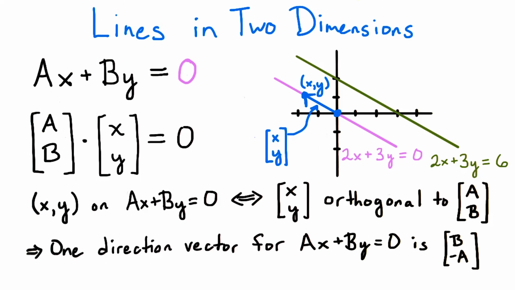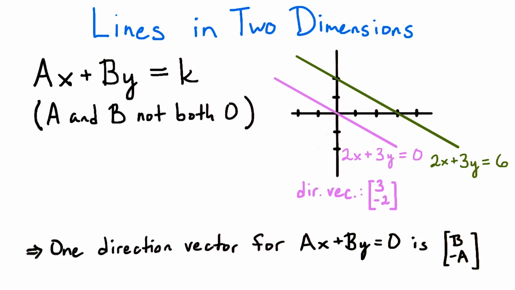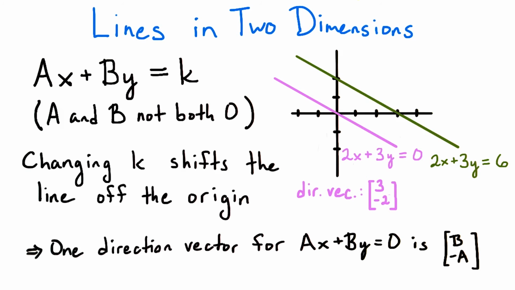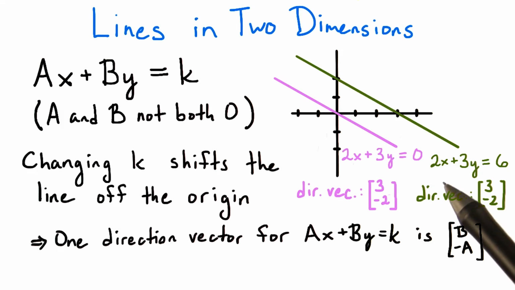One good way to do that, in 2 dimensions at least, is to just swap the coordinates in the vector and negate one. So picking b, negative a, would give us a direction vector for this line. So for the case of this pink line, a direction vector would be 3, negative 2. Now what if k doesn't equal 0? What changing k does is it shifts the line off of the origin. It doesn't actually change the direction of the line at all. So a direction vector for ax plus by equals k, regardless of what k is, will still be b, negative a. So both the pink and green lines will have 3, negative 2 as direction vectors.